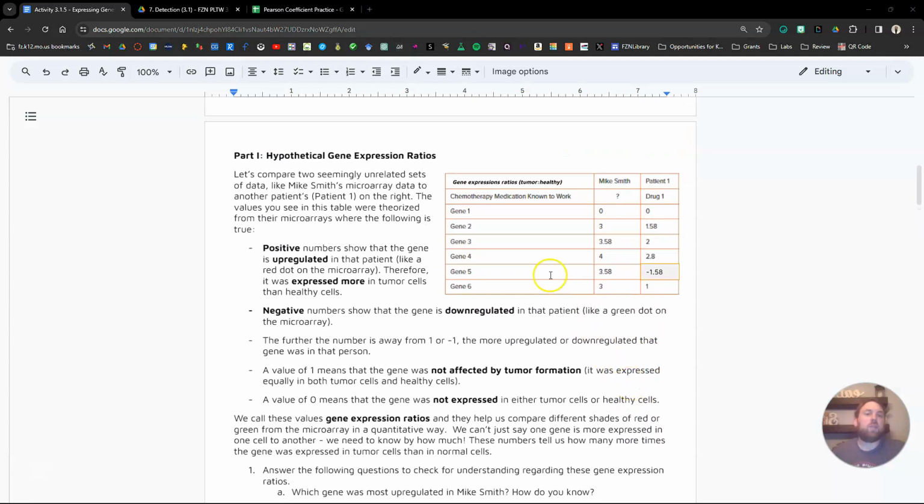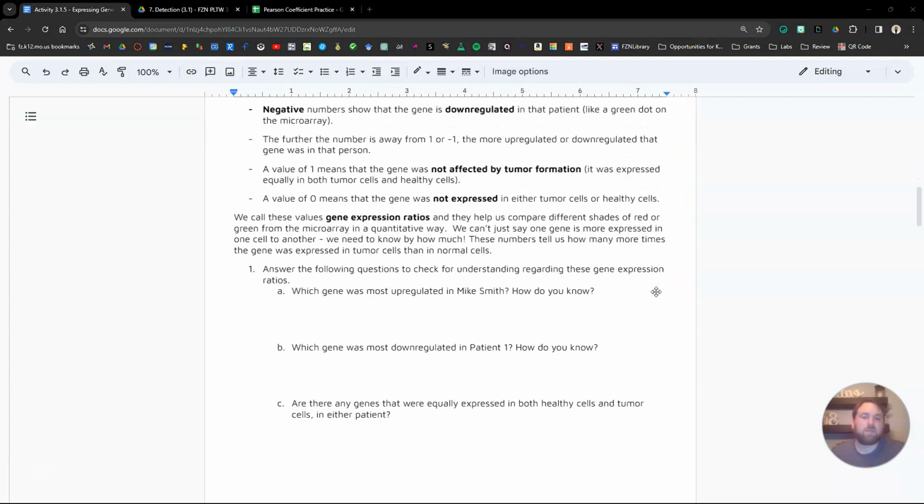And those genes would be gene number 1 in Mike Smith, as well as patient number 1. Seems like there's a similarity there. And gene number 6 was not affected by tumor formation because this value of 1 shows that it was expressed equally in both tumor cells and healthy cells. It was turned on in both.